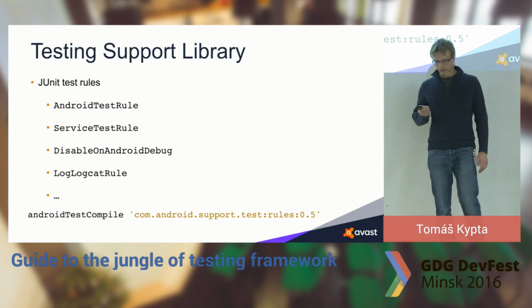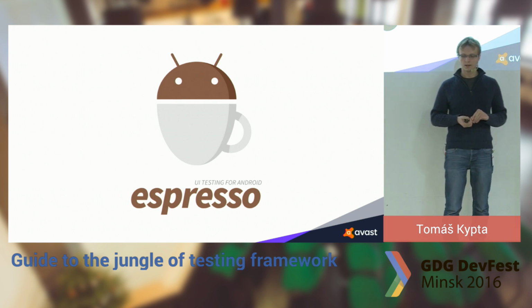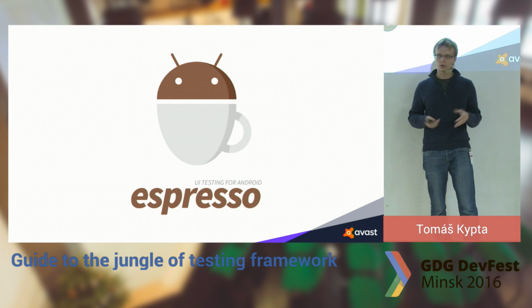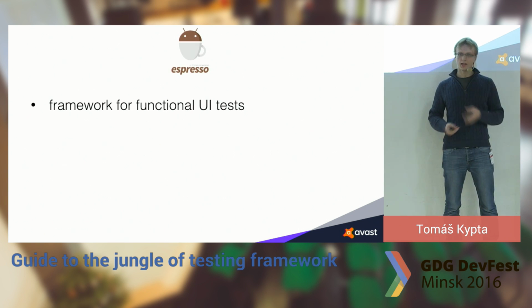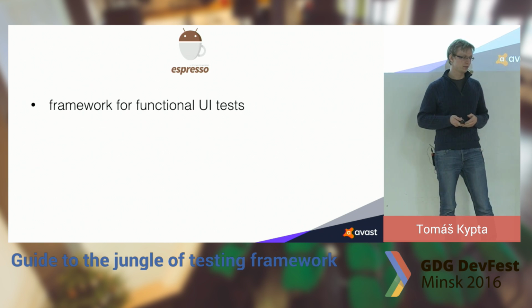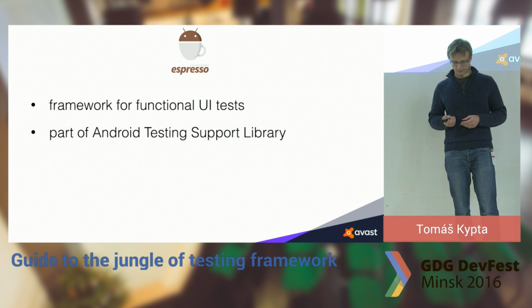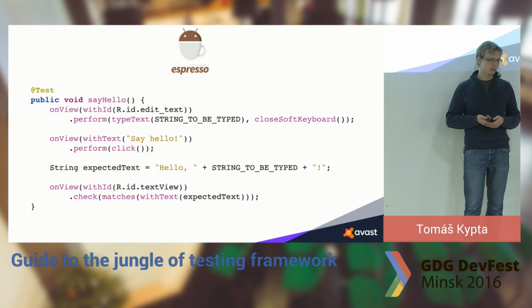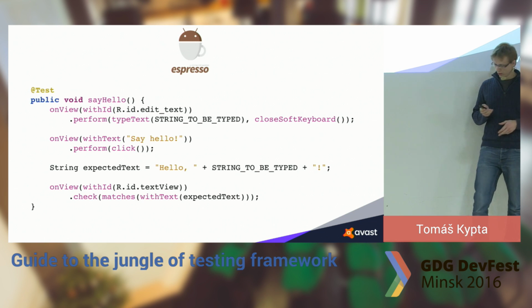Now, another cool thing you probably heard about is Espresso. Espresso is a UI testing framework. It's also part of the support testing library, and you can write your UI tests with it. What does code with Espresso look like? Well, it looks something like this. This is a very simple test.